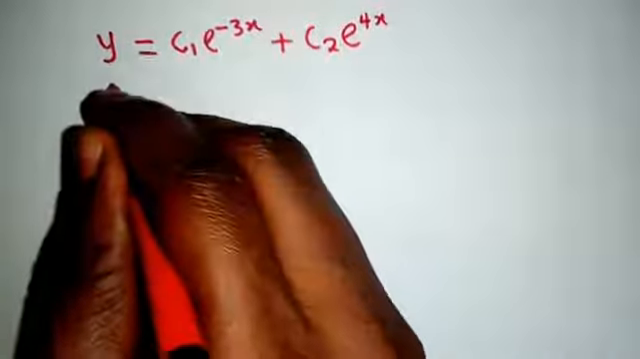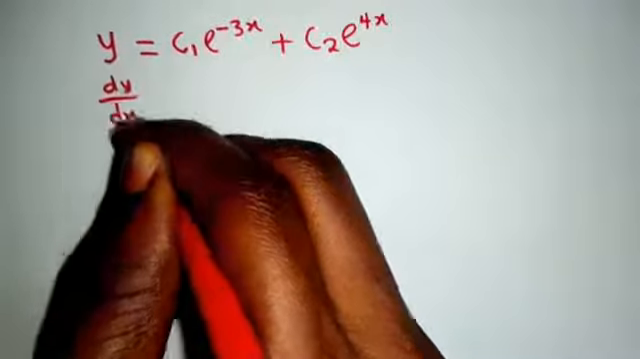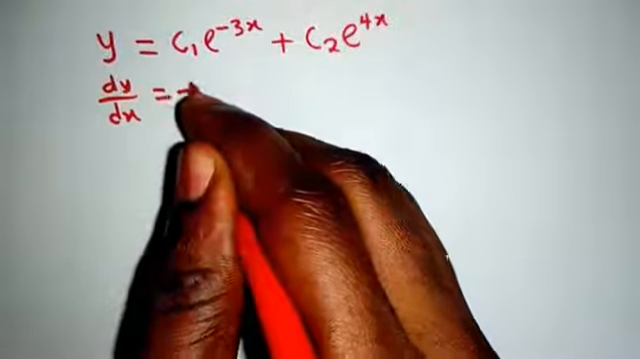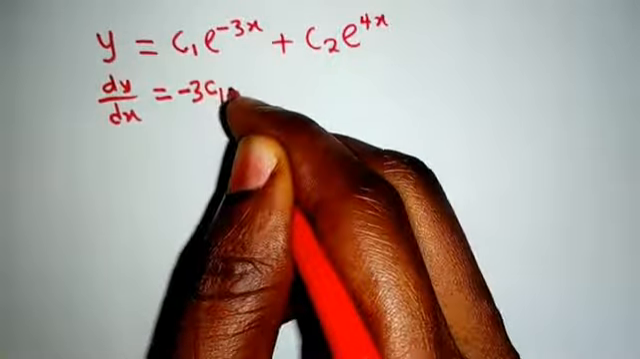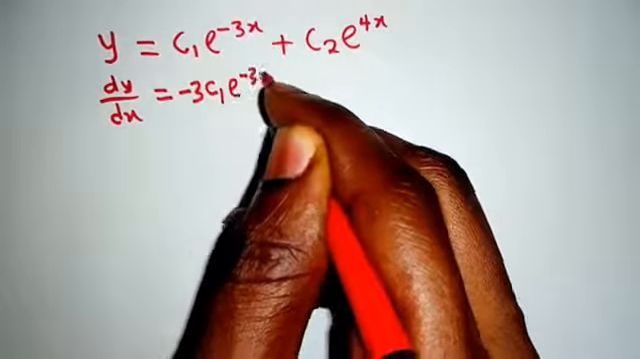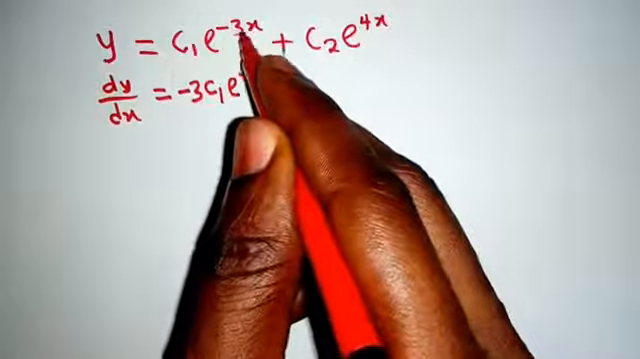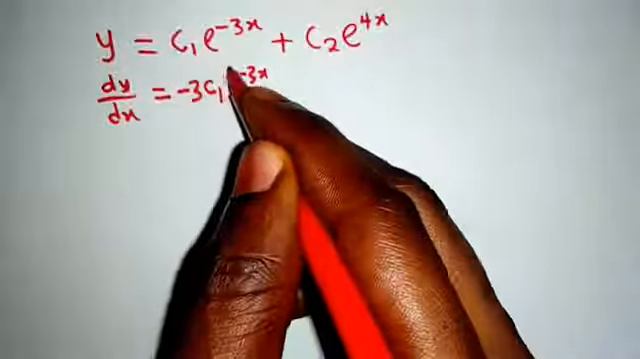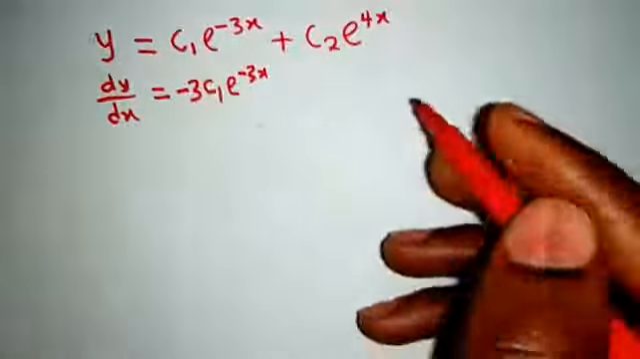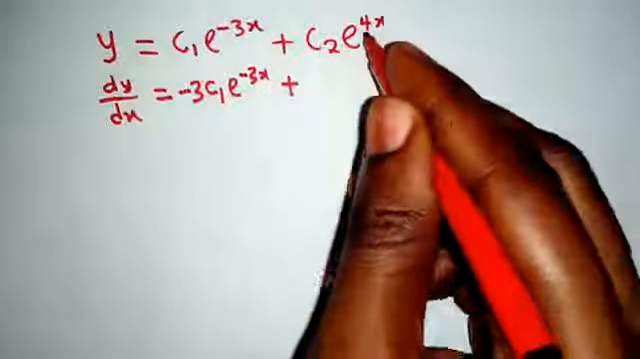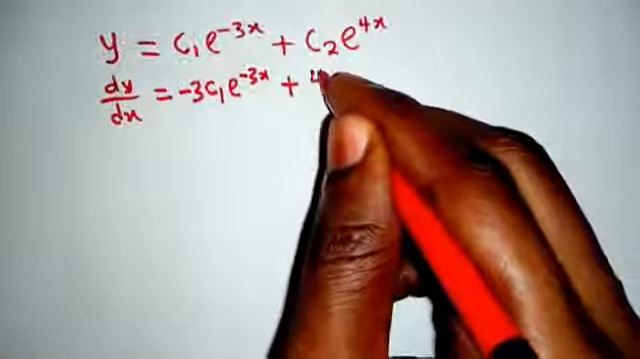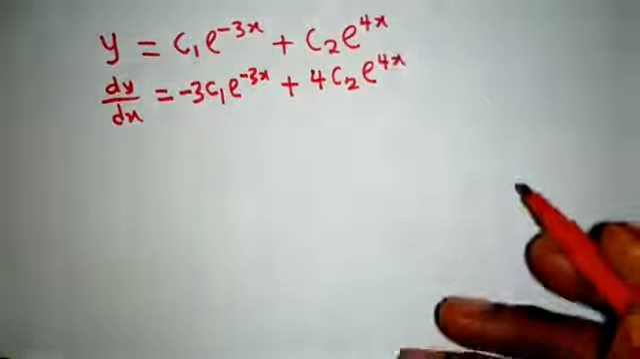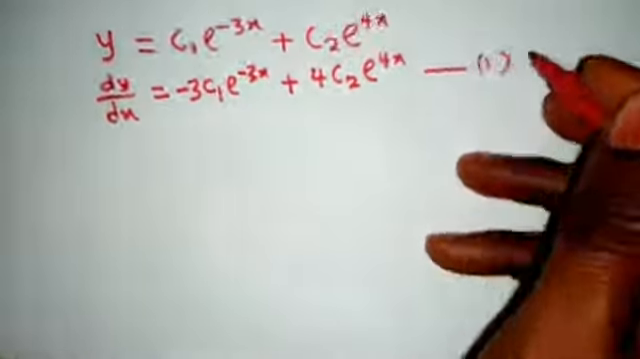So let's differentiate. We have dy/dx equals, if we differentiate this, we have minus 3c1 e to the minus 3x. That is, differentiate minus 3x, which gives minus 3, and then multiply this function by that. Plus, differentiate this, we have 4c2 e to the 4x. Let's call this equation 1.